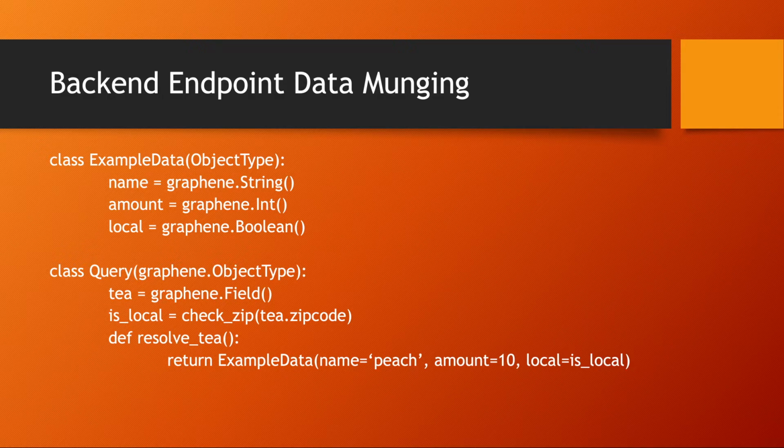But now I've created another object called isLocal, and that's just tossing in a field. So let's say I've got a T object. I'm just checking the zip code to see whether it's local or not. And then to resolve it, just dumping that data in. Example data, name is, and again, some hard-coded pieces and actual pieces otherwise.